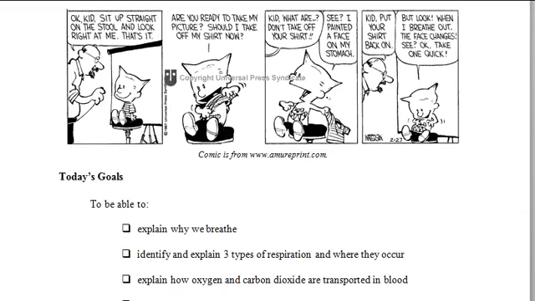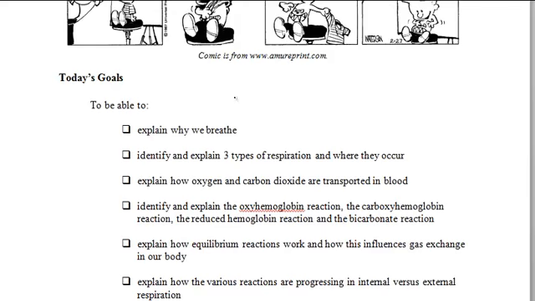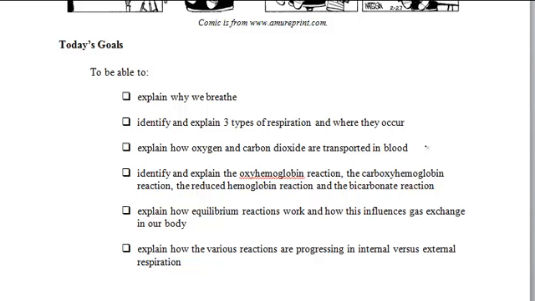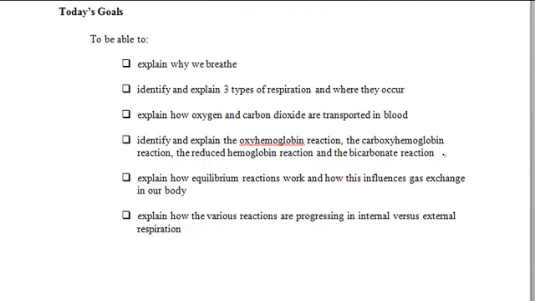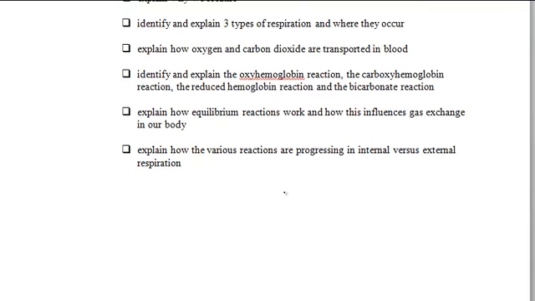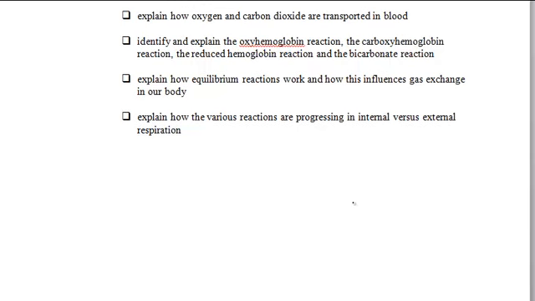So by the end of this video we should be able to explain why we breathe, identify and explain 3 types of respiration and where they occur, explain how oxygen and carbon dioxide are transported in the blood, and then there's a series of reactions we need to understand, and we also need to be able to understand how equilibrium reactions work and how this influences gas exchange in our body. And finally, we need to know how the various reactions are progressing in internal versus external respiration.